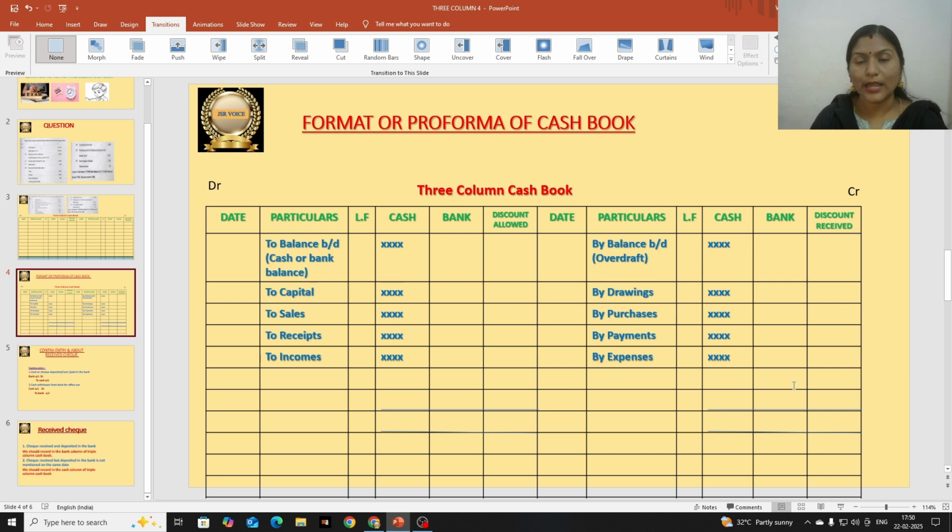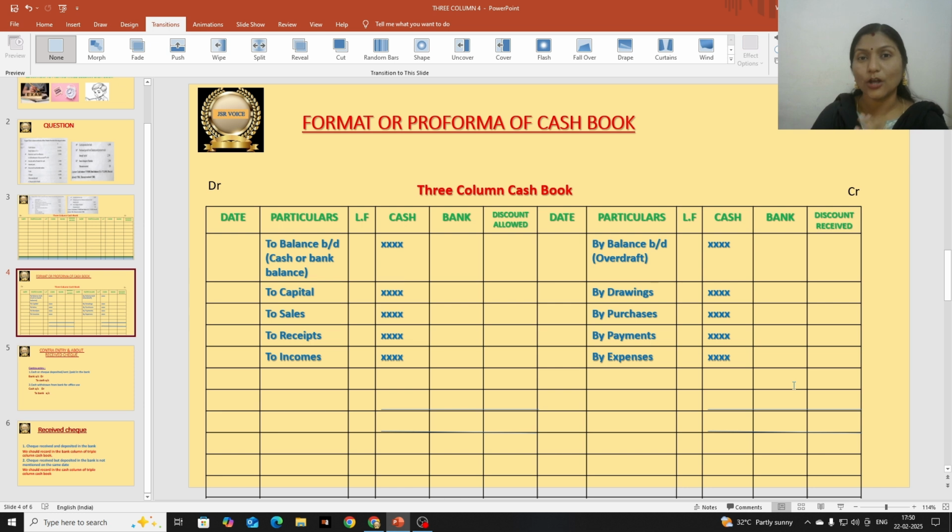Next, to capital account, to sales, to receipts, to incomes. So there are 4 items that we are going to record on the debit side, but the logic of those 4 items is that whenever these transactions take place in the business, cash is going to come into the business. Whenever cash comes into the business, we record that item on the debit side. Hope this is clear.